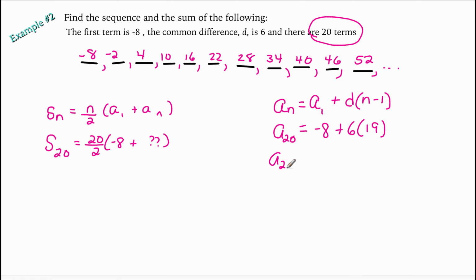All right, so the 20th term is -8 plus 60 and 54, which would be 114. So the 20th term is, let's see, 106. Now I can come back over here, put in that nice 106 that I just found.